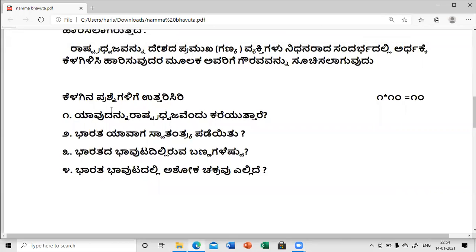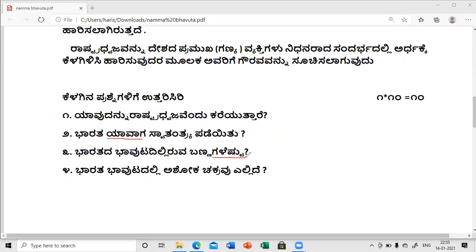Right, let's look at the third one. So I hope the second one is clear to you. ಭಾರತ ಯಾವಾಗ ಸ್ವತಂತ್ರ ಪಡೆಯಿತು? So as I said, yavaga refers to the time. So we just have to refer to something that represents time in the passage. All right, so now we know the answer for question number 1 and 2. Now the third one. ಭಾರತದ ಬಾವುಟದಲ್ಲಿರುವ ಬಣ್ಣಗಳೆಷ್ಟು?